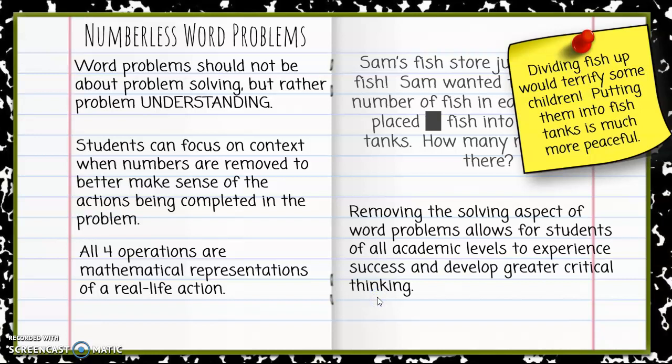Removing the actual problem-solving aspect of word problems allows for students of all academic levels to experience success and develop greater critical thinking. By removing the numbers, differentiation is occurring right away. A lot of students aren't successful in word problems not because they lack the critical thinking, but because they lack some of the mathematical operations. It's important to help them refine their critical thinking so that when they are up to par or standard when it comes to the math standards, they're absolutely ready to solve because they've had a chance to practice problem solving and critical thinking. Here is how we could present it.